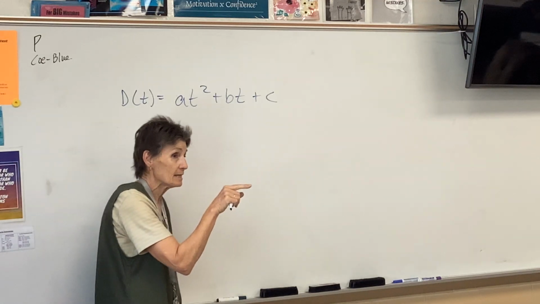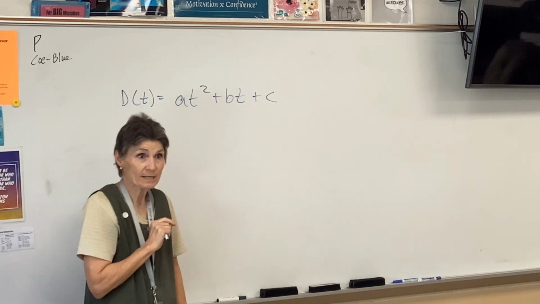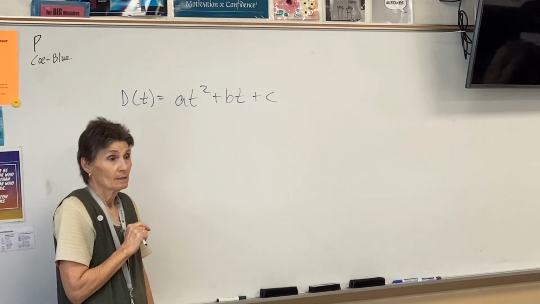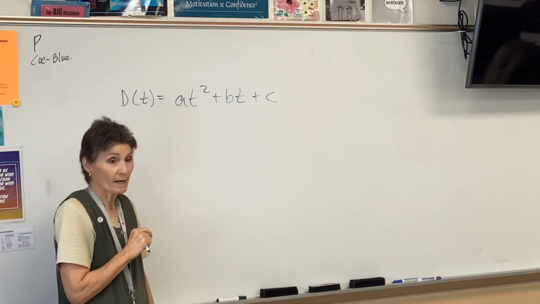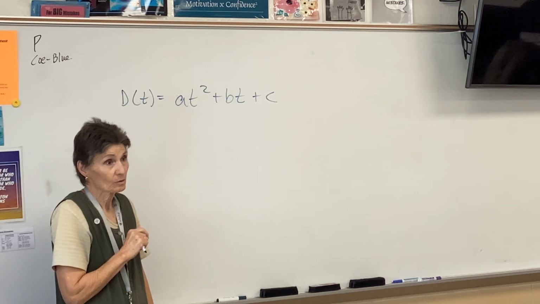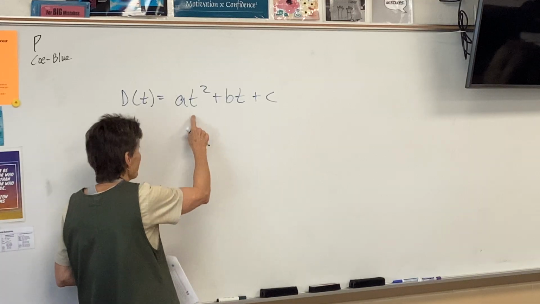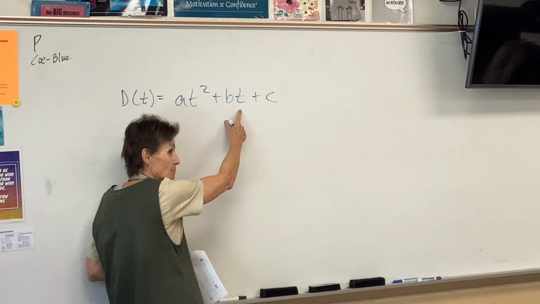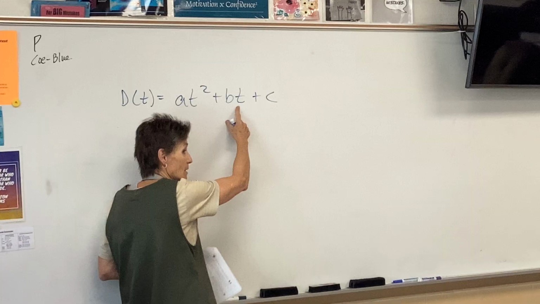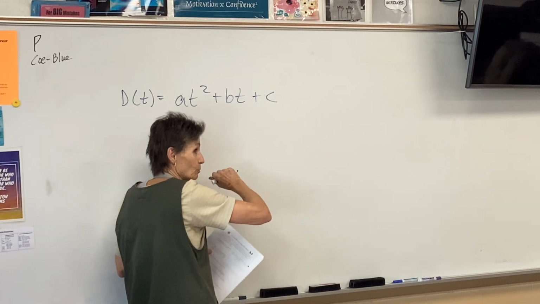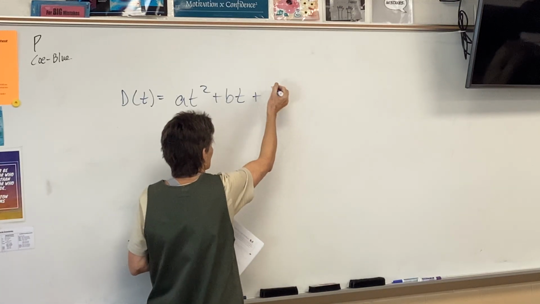Because C is the y-intercept. And it looks like the y-intercept is 3. Why is that the y-intercept? Because the y-intercept is what happens when x is 0, right? So if x is 0, according to the picture, I gotta be at 3. So C is 3.